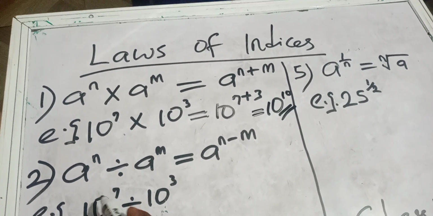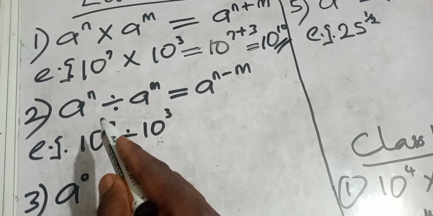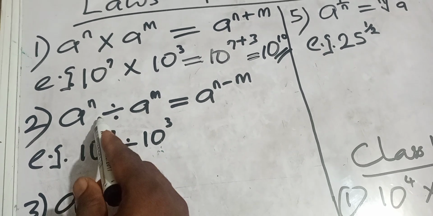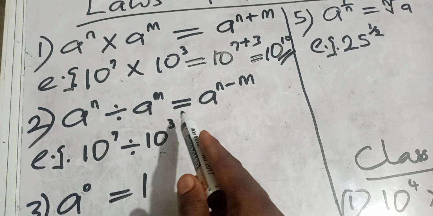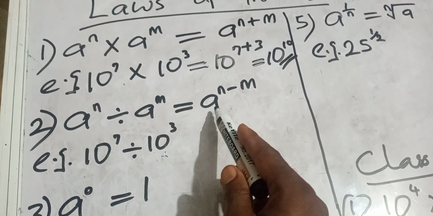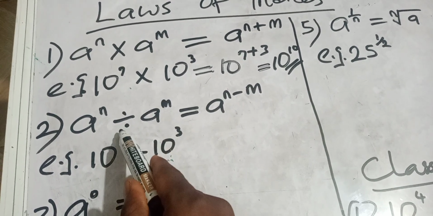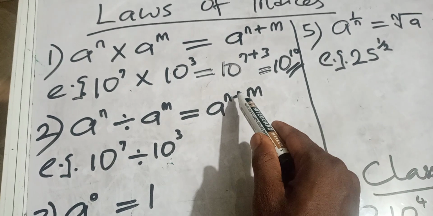Now, the second law is the division law. Okay, so we have a raised to the power n divided by a raised to the power m. Of course, the result is a raised to the power n minus m. In other words, when you have division, you always subtract the exponent or the power.